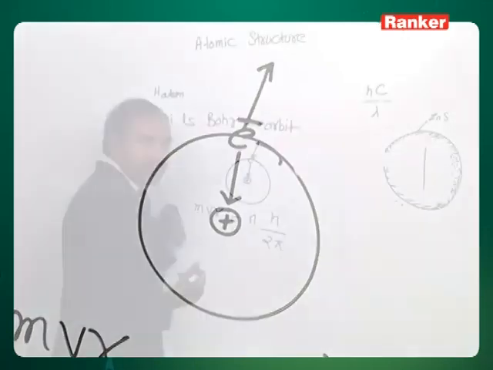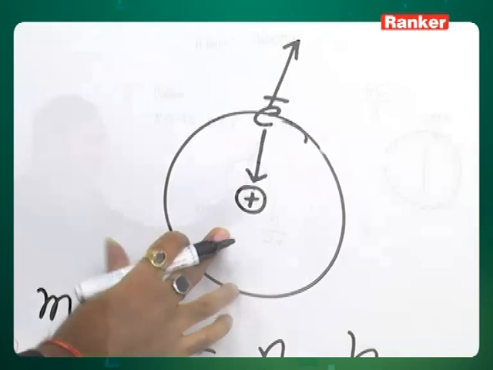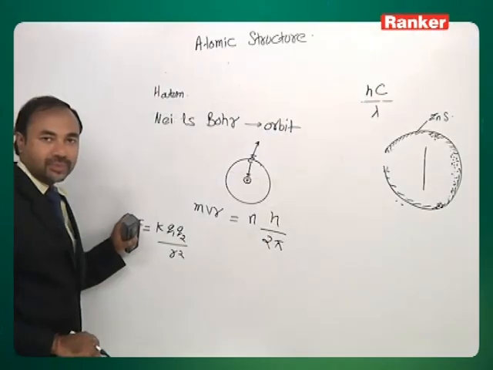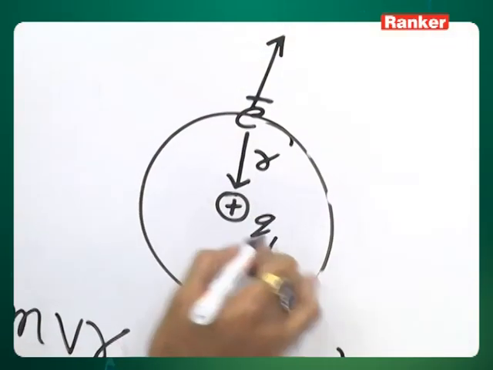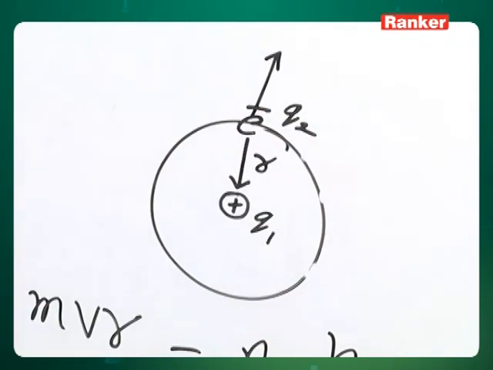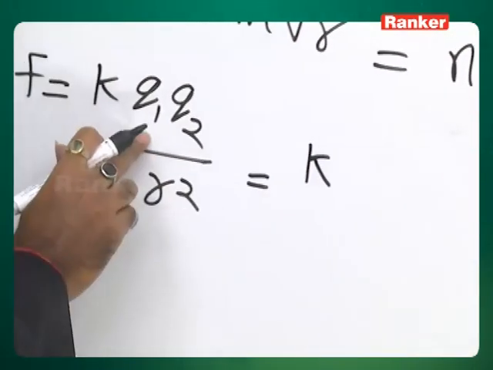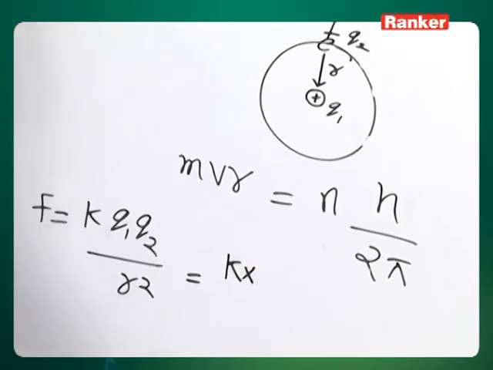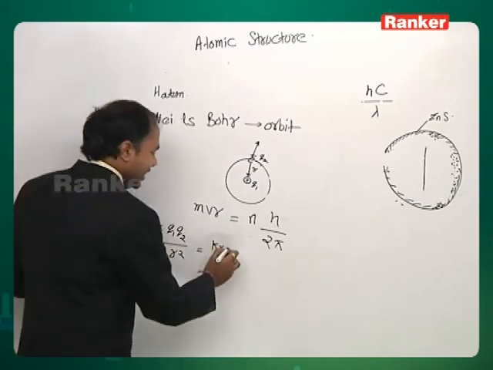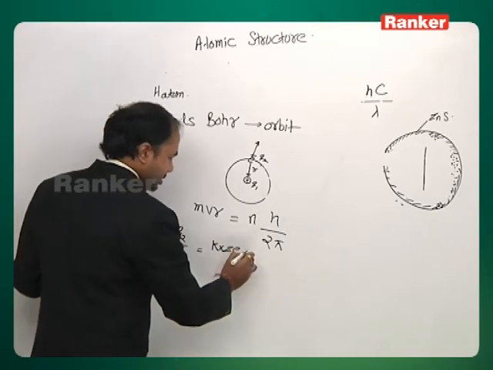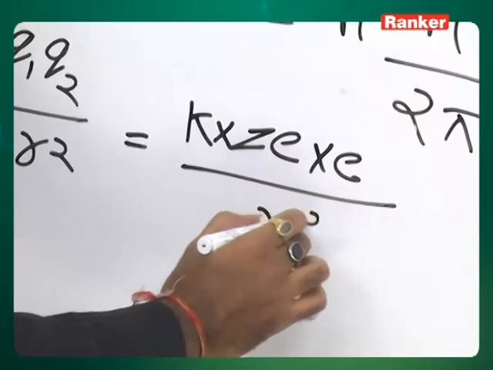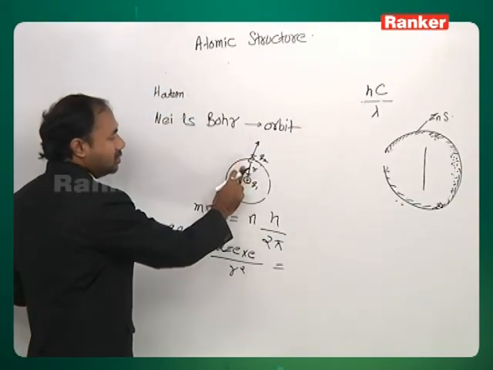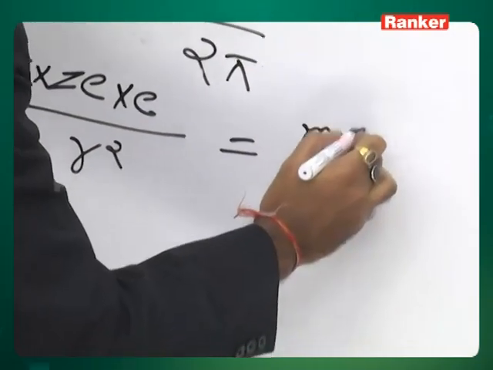One is the centripetal force, the inward force due to attractive forces, which can be given by Coulomb's law. Coulomb's law says that force F equals K Q1 Q2 upon R square. Here the distance will be R, this can be taken as Q1 and this electron charge will be Q2. Suppose we have Z protons here, and the electronic charge is e, the charge on electron and proton being the same. So the total charge on the nucleus becomes Ze, into Q2, the electronic charge e, upon R square. R is the radius of the orbit in which the electron is revolving. This will be equal to the centripetal force, and this must be equal to the centrifugal force, which is given by the formula mv square by R.